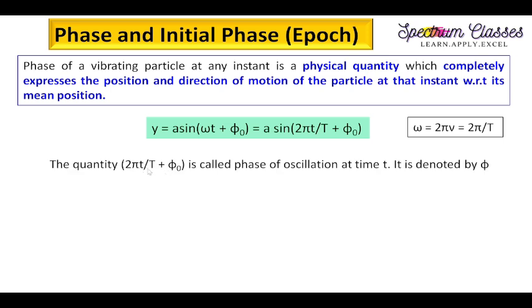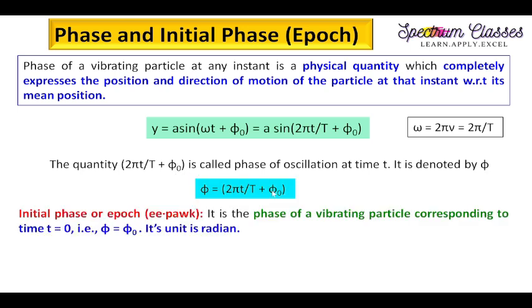Now the quantity 2 pi t upon capital T plus phi naught is called the phase of the oscillation at time t. It is denoted by phi, and here I have written phi naught. So phi is equal to this much, right? And initial phase or epoch, it is the phase of a vibrating particle corresponding to the time t equal to 0. If I put t equal to 0, then phi is equal to phi naught. And this phi naught is known as its initial phase, and this is also known as epoch. Its unit is radians.